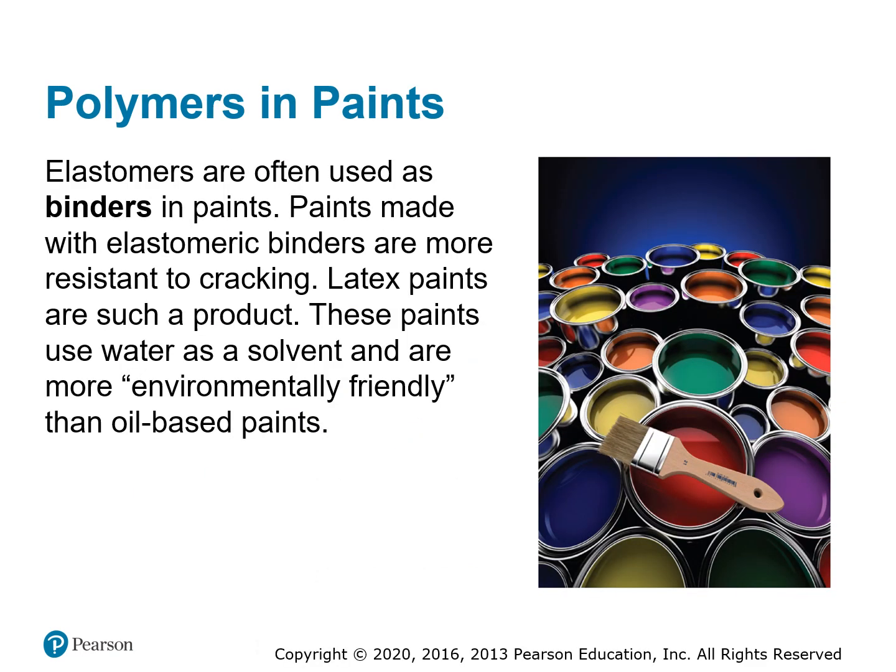And here we have a lot of polymers in paints using binders in paint. So again, elastomeric, elastic, remember? Binders. So that makes the paint more resistant to cracking, binds together. And also latex paints use such a product. These paints are actually useful because the water is a solvent, and this is more environmentally friendly.